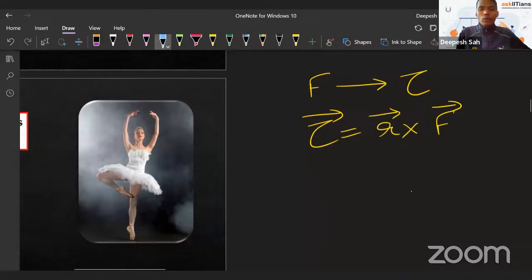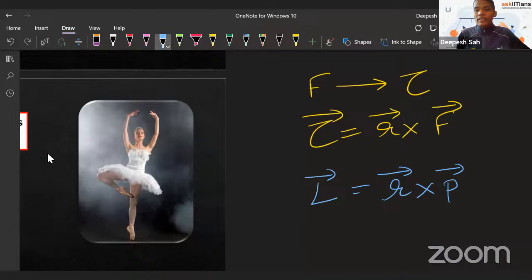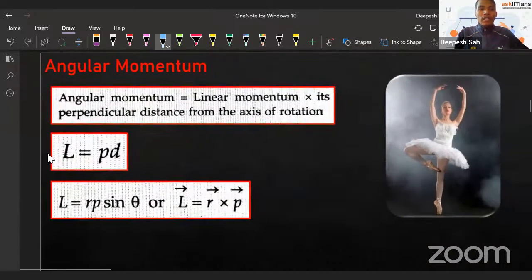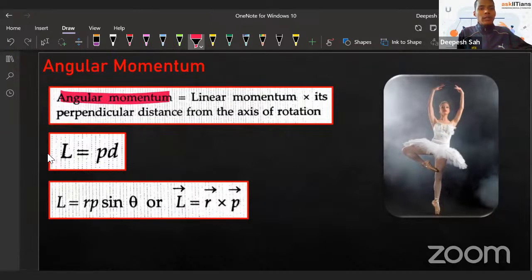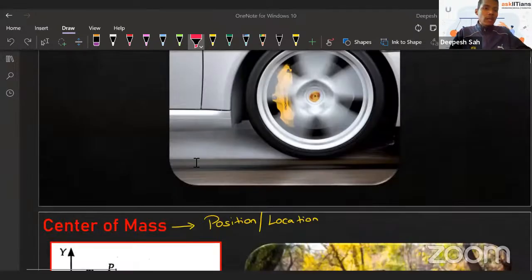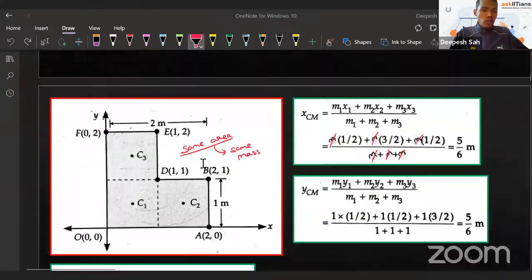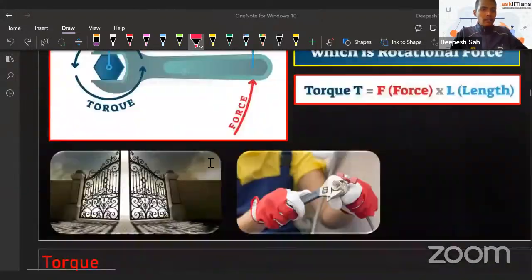Now to make the formula for angular momentum, first of all, what do you have to do? You have to take momentum, take the perpendicular distance, just do the cross product between them, and you will get the angular momentum. Exactly the same thing. So to calculate the value of angular momentum, you require the perpendicular distance from the axis of rotation. So you can also write momentum into distance, or the actual formula is simply the cross product of R and P. That's it.